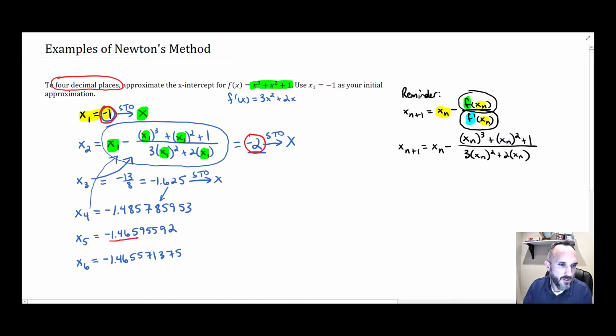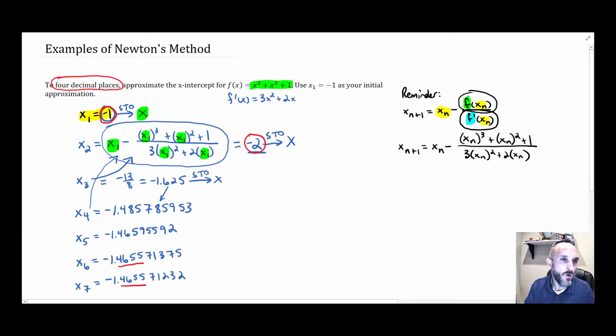Now our approximations are correct out to 3 decimal places, but not to 4. So let's do another iteration and see if we can get them equal out to 4 decimal places. So applying the process again, we get, sorry, my pen is not changing color. There we go. X sub 7 will be -1.465571,232, and now our last 2 approximations are equal out to 4 decimal places.